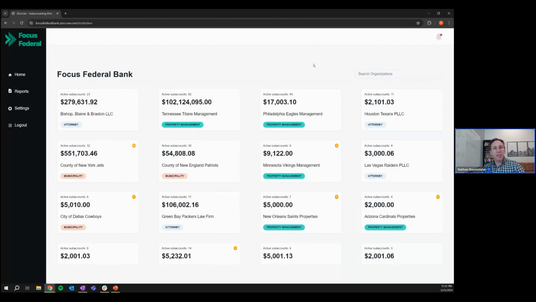It is a web-based application that's hosted in AWS. We do create different instances for each of our financial institutions. There are 3 levels of access within this platform. What you're looking at here is that first level of access, which would be the bank.